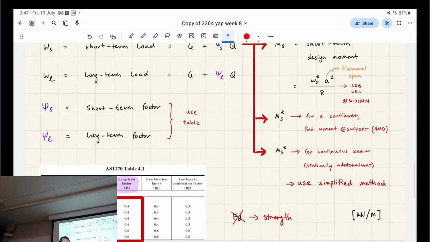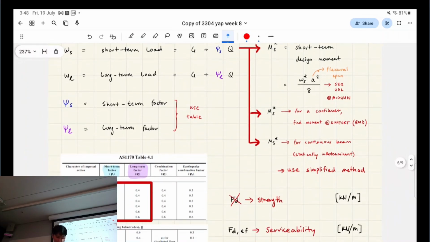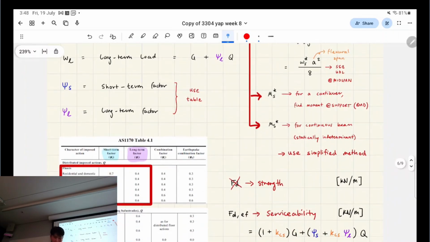Is that because cracking happens over a long period of time? It's not really to do with cracking at this stage. I think these numbers are more to do with the deflection. Like the deflection's better modeled when you under exaggerate the live load. Apparently, is what it says in the code. Isn't the long term factor smaller than the short? Yep. The typical numbers are for short term 0.7, and then for long term 0.4. But it can change. I've just included all the cases here.